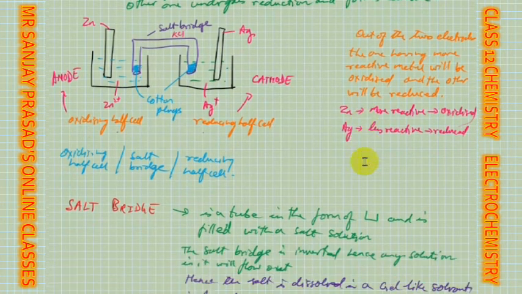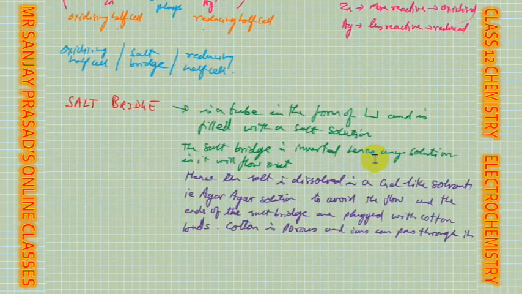So we have taken the salt bridge. Now once the salt bridge is taken, what we are doing? We are dissolving it in a gel like solvent, agar agar, don't forget. That KCl will be dissolved in agar agar. We'll fill the tube with this solution and then we'll plug it with cotton plugs. Okay, so if I take this salt bridge, this is how we form it.